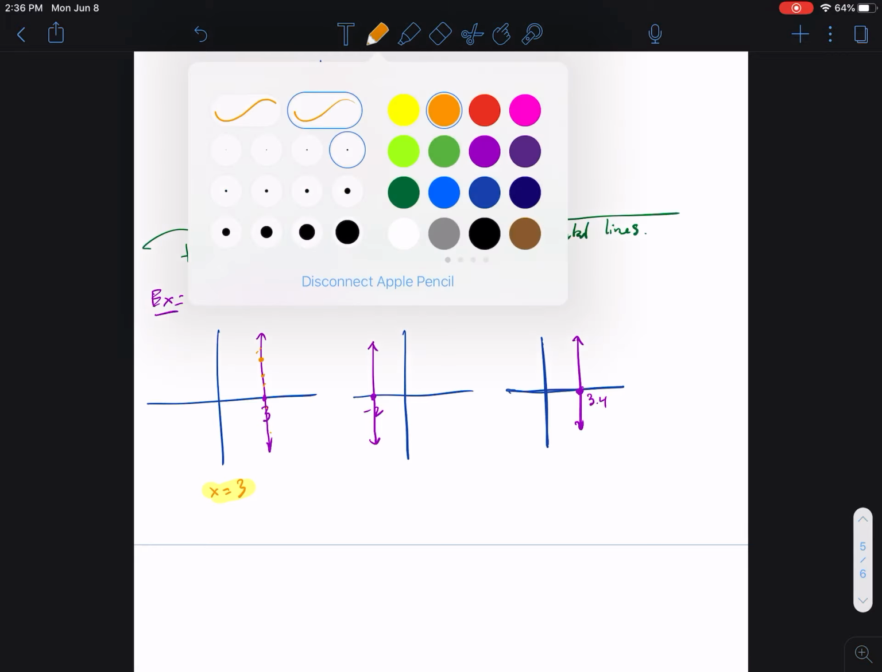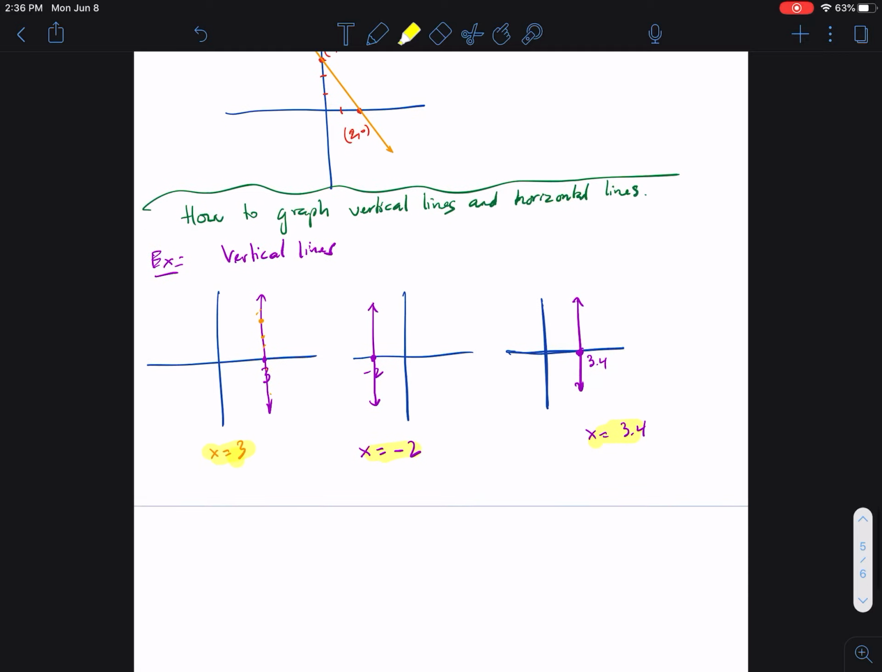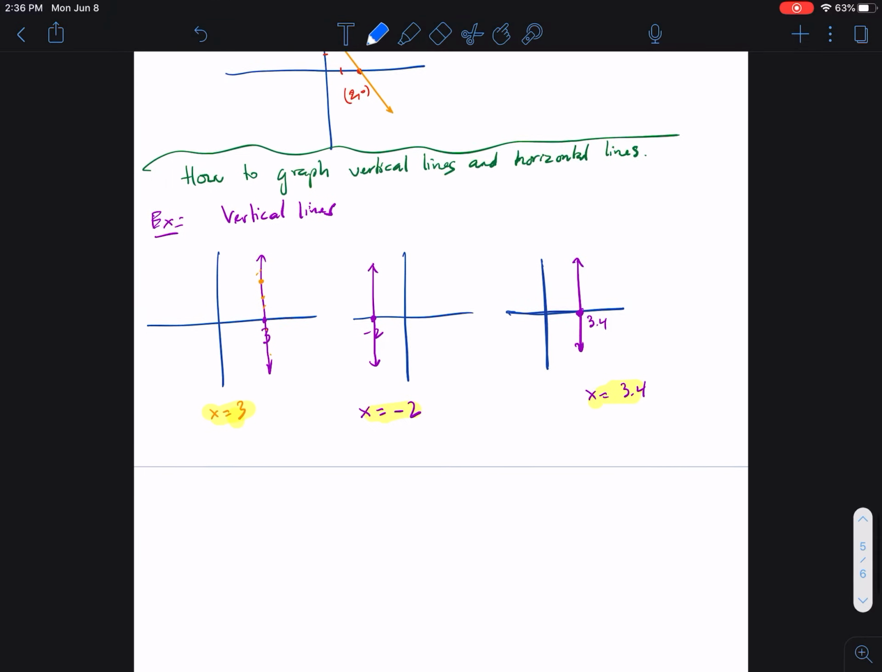Similarly, since this vertical line passes through x equal to -2, our equation is x equal to -2. Over here, x equal to 3.4. So that's vertical lines. Most likely, it will be given in this form, and then you're asked to graph the equation. Horizontal lines are very similar.